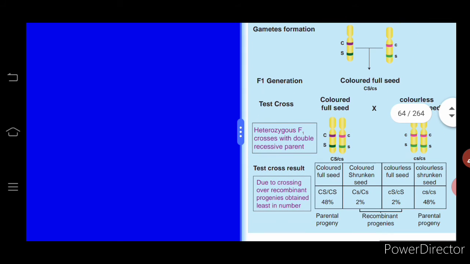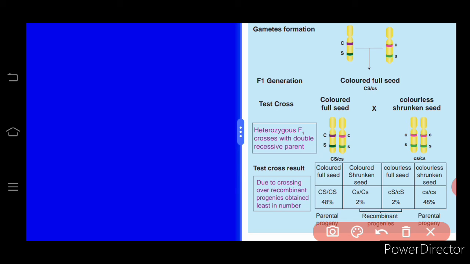Do you follow? So that is what is given here, incomplete linkage in the case of maize seed. Colored full seed and colorless shrunken seed are the two parental generation. Once they were crossed, they formed the colored full seed, and a test cross was made. And what is meant by test cross? As you know, the F1 generation is crossed with the double recessive parent.